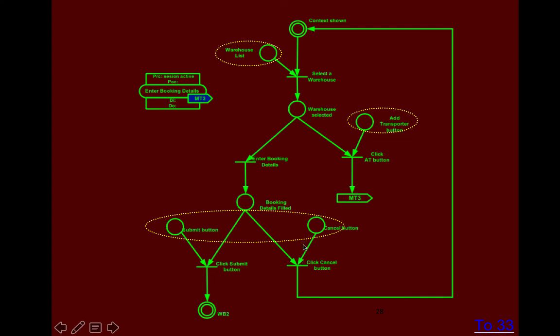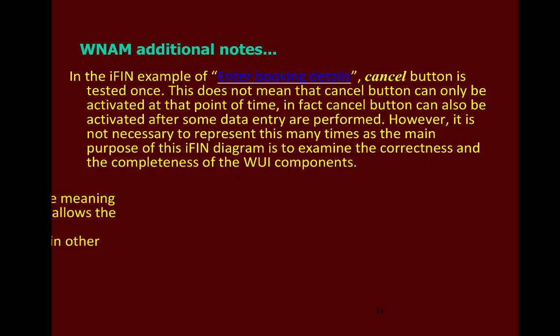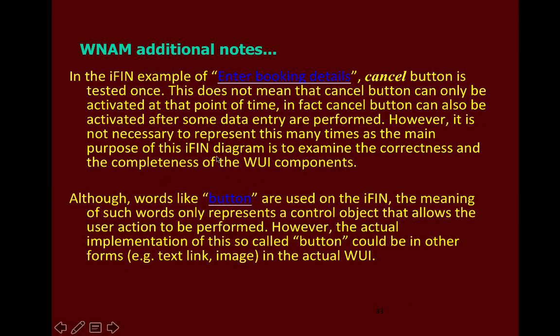Otherwise, you would have to put the link to the cancel button everywhere as an option. Right? So for instance, you would need to add this option here, which is to click the cancel button. So you got to have this option here. So after selecting a warehouse, you could continue entering booking details. You could click the cancel button and then go back up, or you could click the AT button. So by right, you should have this everywhere, right? But it becomes too complicated. So you can make a simplification here, and you just model the cancel button at the end. So it's shown only once, although you can click it at any point.